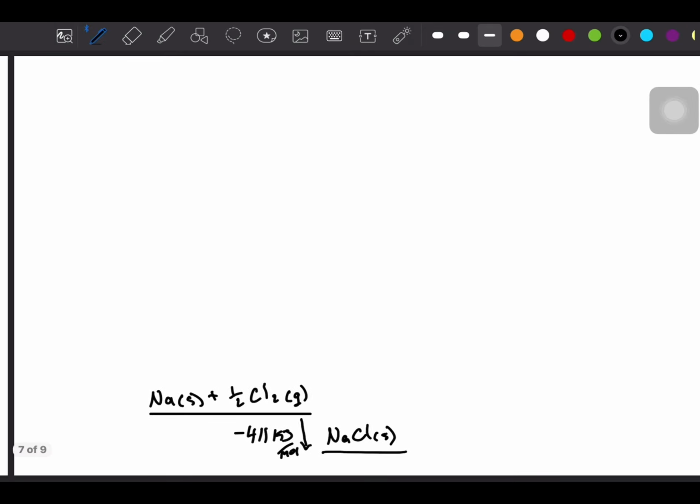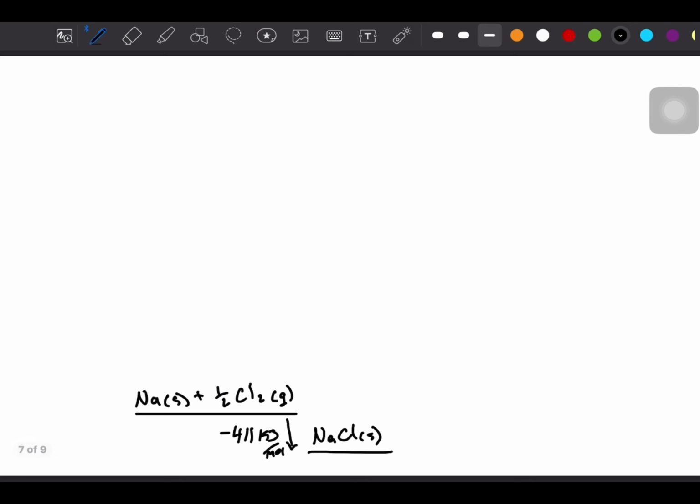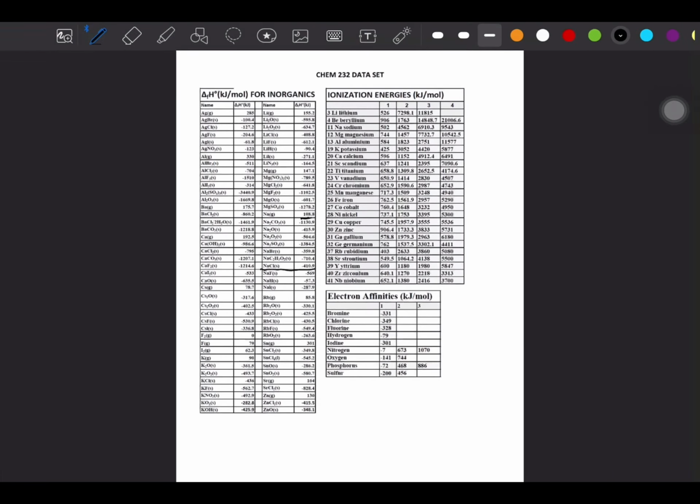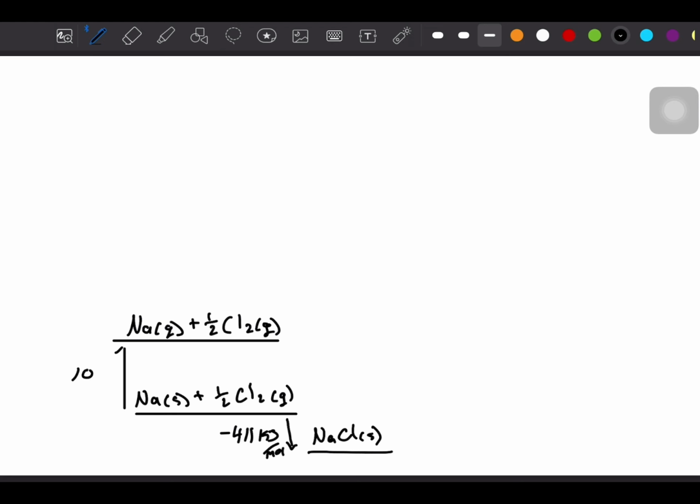So around negative 411 kilojoules per mole has to be released in order to form NaCl. The next step is the enthalpy of sublimation of sodium. This means we sublimate sodium solid into a gas, and the energy needed for that should be around 108. That can be found on our chart here. Sodium is 108 or around 109. We're just gonna go with 108 kilojoules per mole.